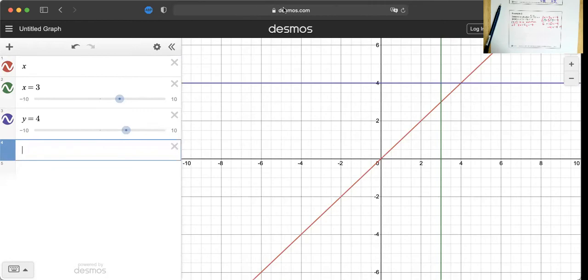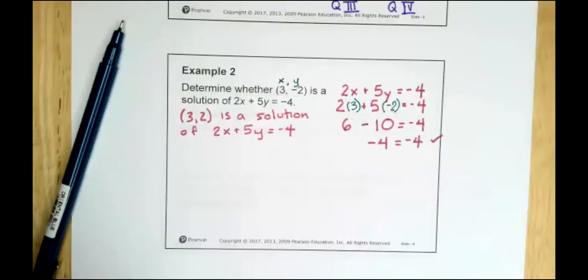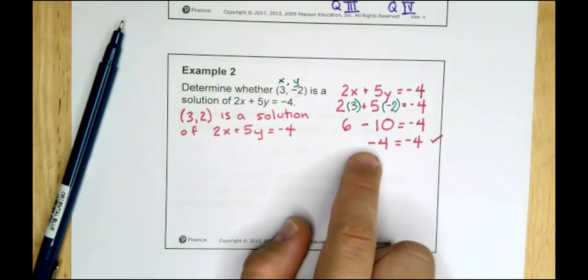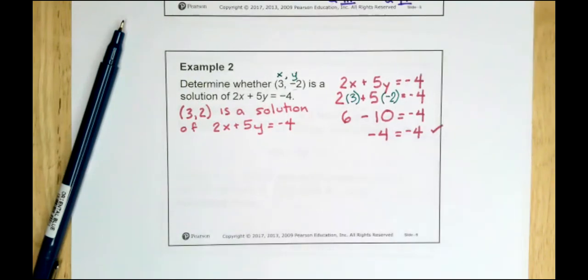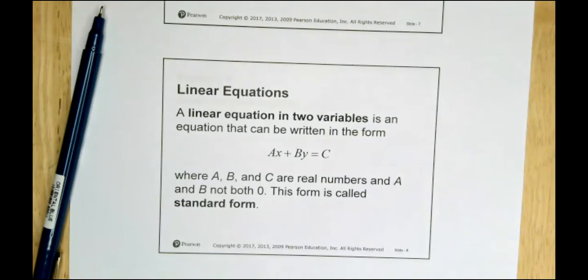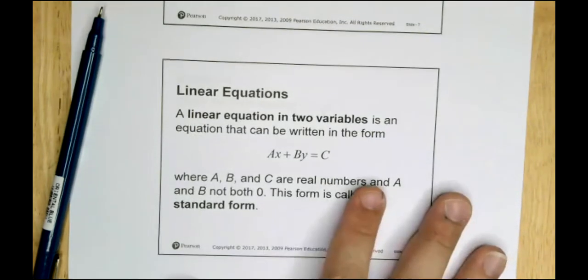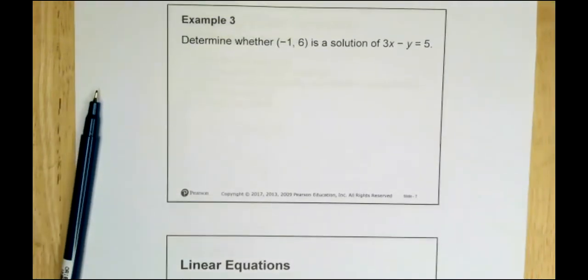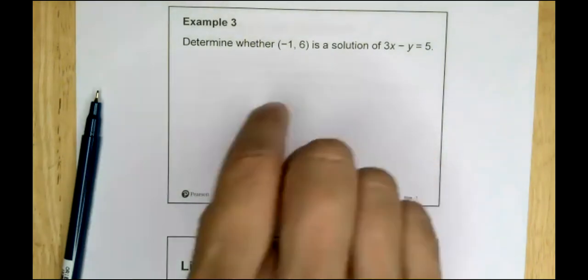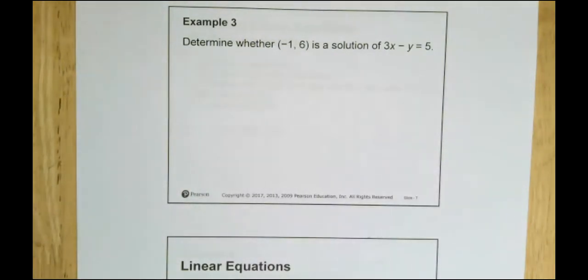All right, go back to this. So we have determined it was a solution, and then we checked our solution. All right. Example 3. For example 3, you try. Is (-1, 6) a solution of 3x minus y equals 5? All right, so just what we did last time, might be a little bit quicker, right?